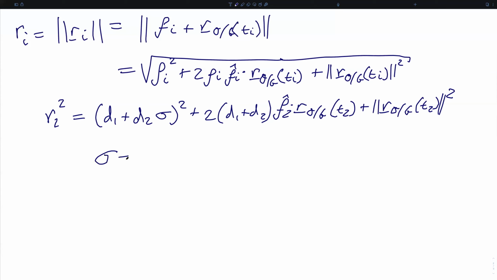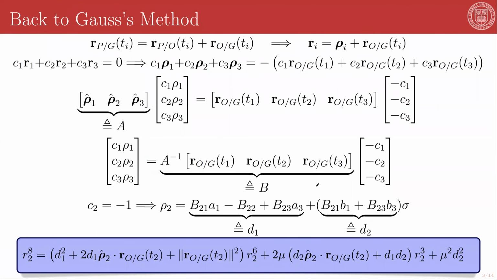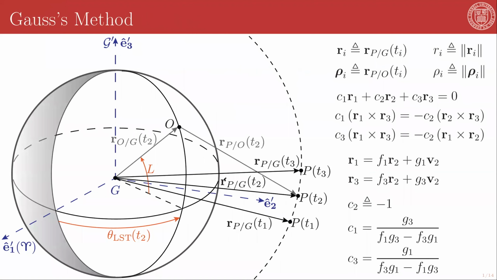Because sigma is mu over R cubed, and in this case R2 cubed, substituting this back in gives us an 8th order polynomial in R2 as follows. So that was a lot. So let's summarize. We start with 3 angles only measurements of some orbiting body, and we call those things rho sub I. We have the ability to calculate the unit vectors of rho sub I, and we are looking for position vectors in order to track the distance to the body and get a preliminary orbital fit.